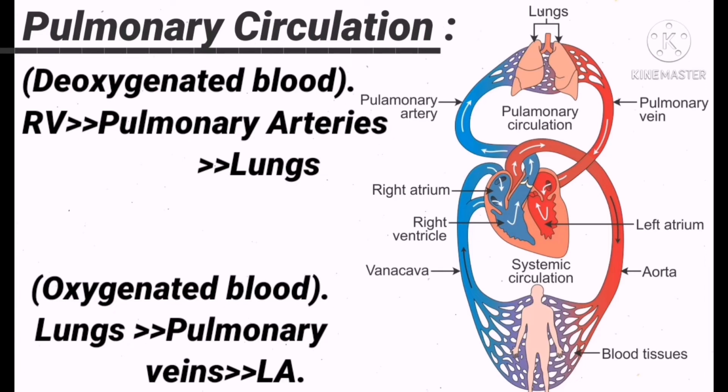Pulmonary circulation. Right ventricle chamber of the heart pumps deoxygenated blood to the lungs through pulmonary artery for purification of blood. After purification, this purified blood or oxygenated blood is received by the left atrium through pulmonary vein. This process of circulation occurs by pulmonary vein and pulmonary artery. That is why it is called pulmonary circulation.